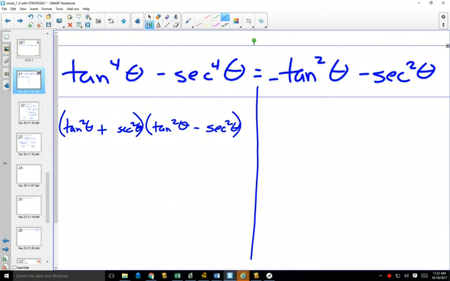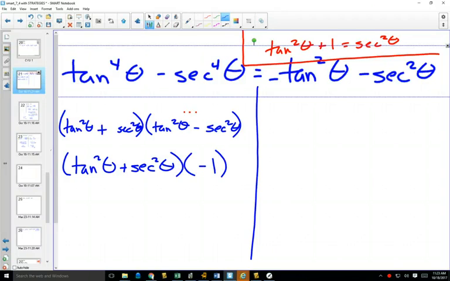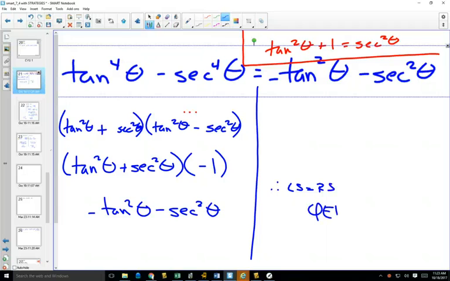And then to think about, there's a relationship between tan squared and secant squared. I'll write it up here in this red box. We know that tan squared theta plus 1 equals secant squared theta. Can you rearrange that to match one of those two factors? This one right here, right? Can you see that if you minus the secant squared, and you move the 1 over to the right-hand side, then that second part is equal to negative 1. Then if we distribute, all done.